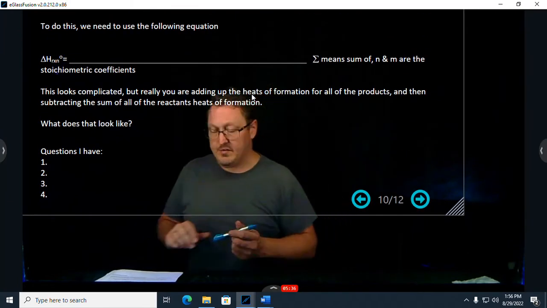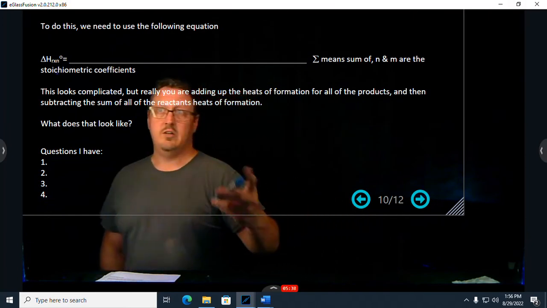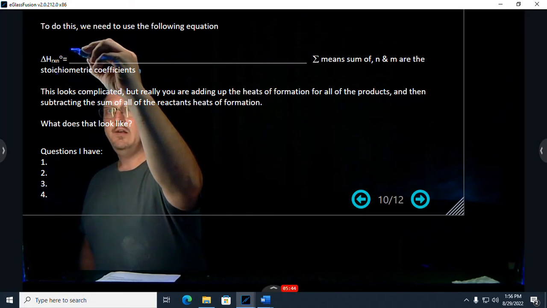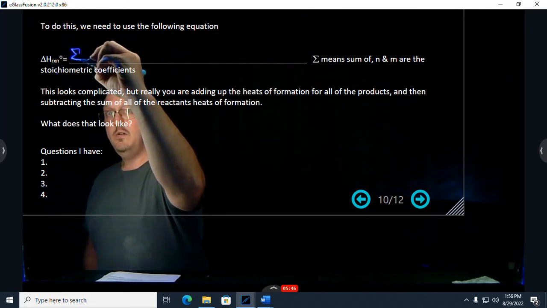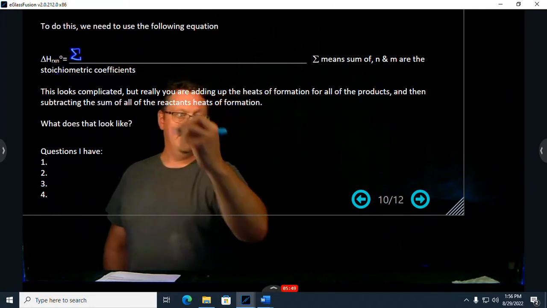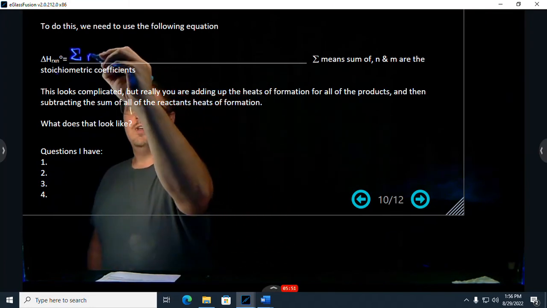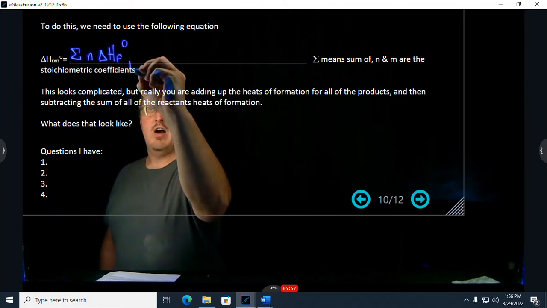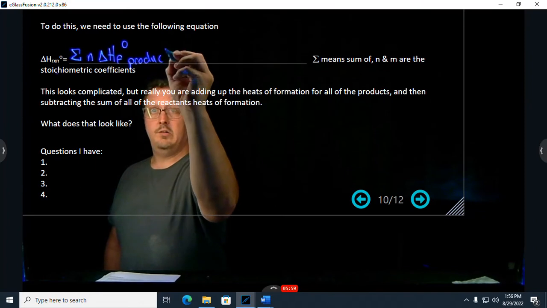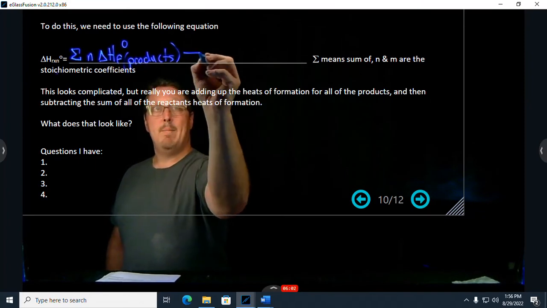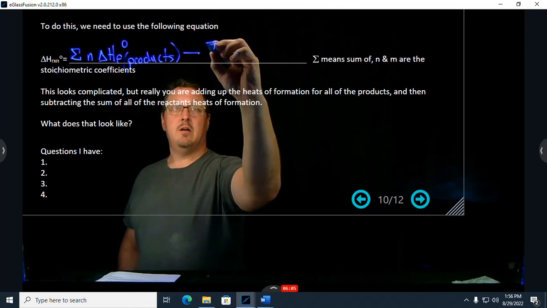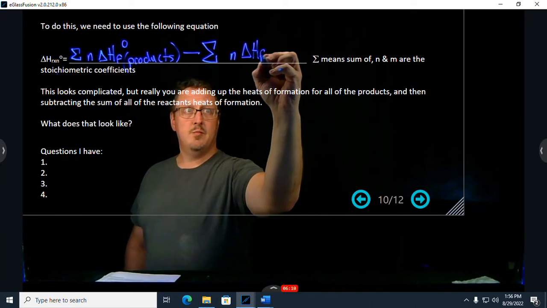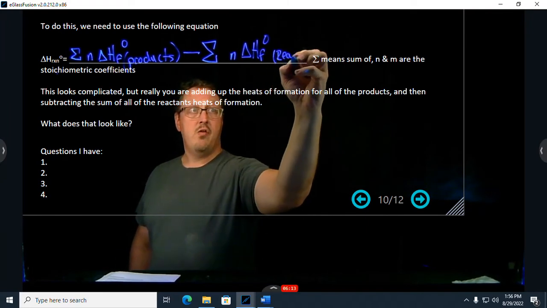So the delta H of the reaction is going to equal, alrighty, the Greek letter sigma, and I'm going to go really slow so my sigma doesn't look bad because I have a hard time drawing sigmas. It is going to equal sigma n delta H of formation of products minus the sigma n times the delta H of formation of the reactants.